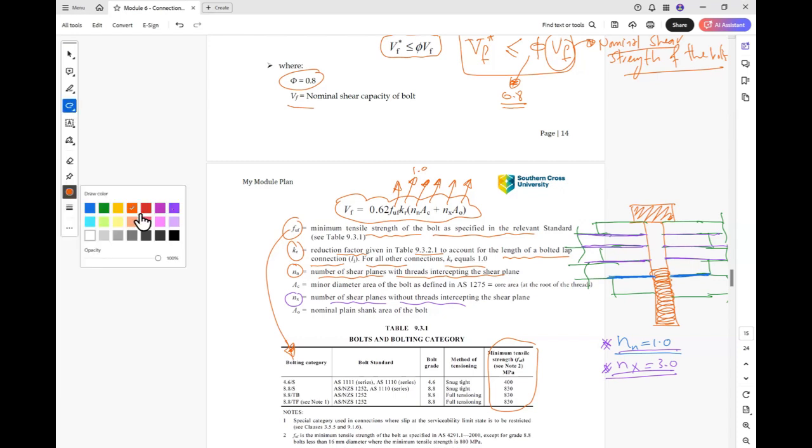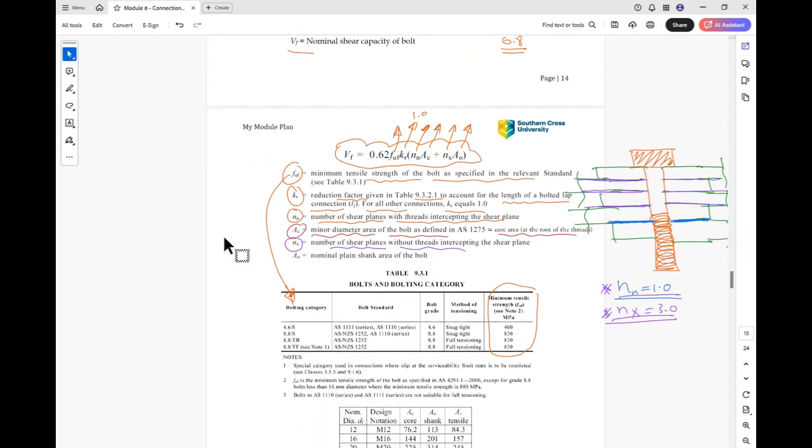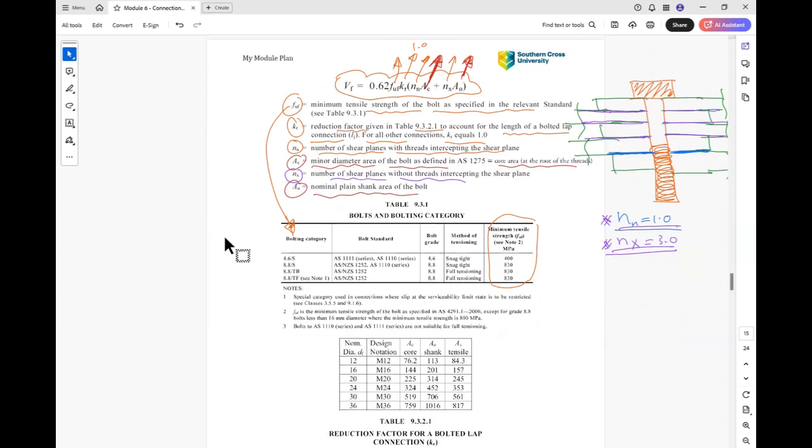The other required parameters are Ac, the minor diameter or the core area of the bolt, and the nominal plain shank area A0. So A0 and Ac can be found using this table based on the bolt size. So this is the core area and this is the shank area. This one is Ac, and this one is A0.